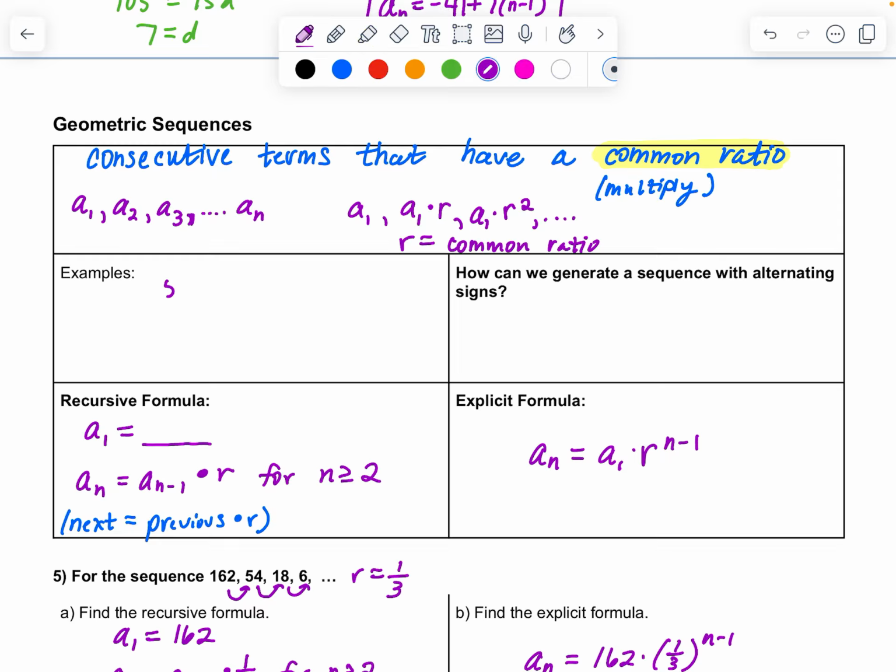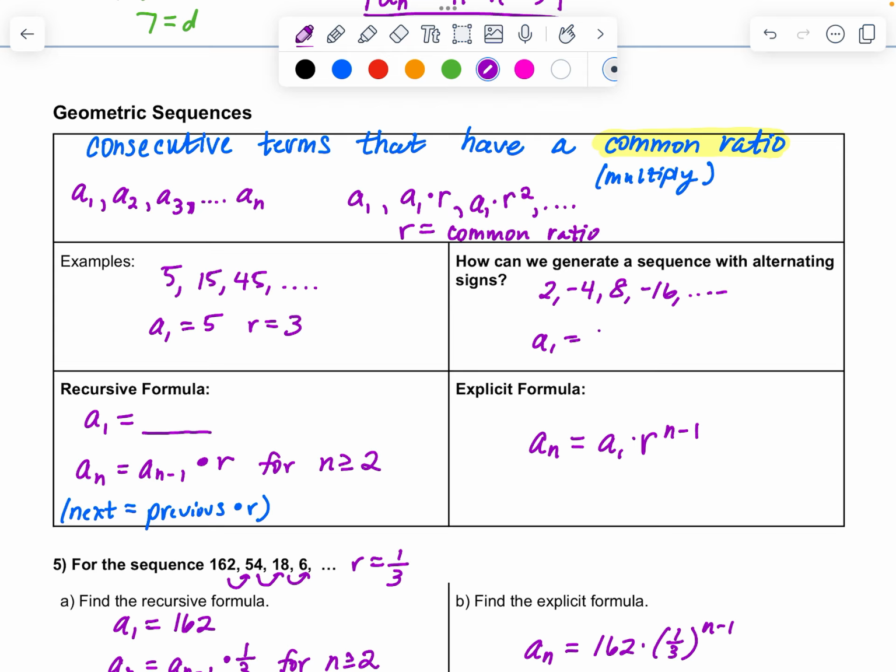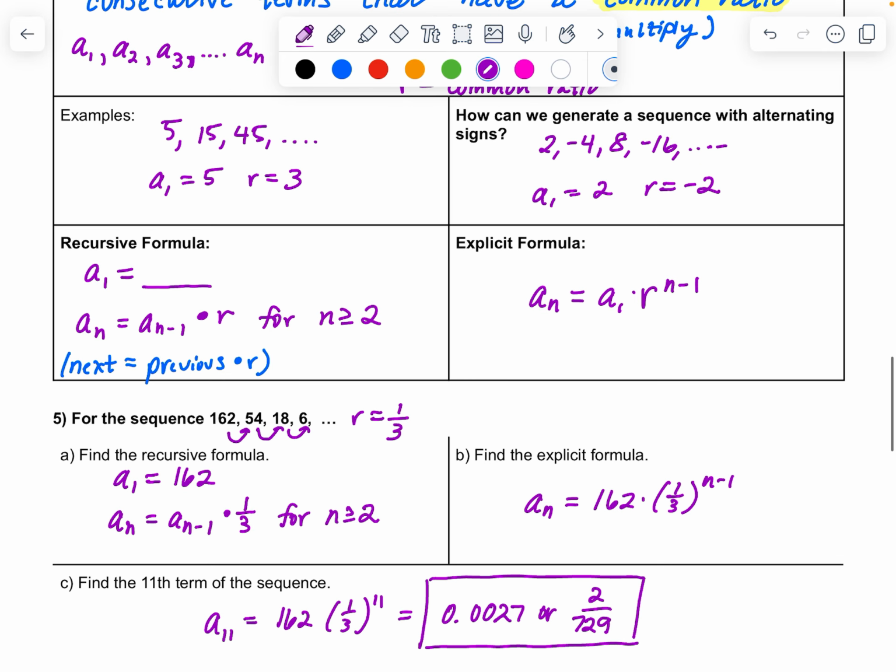We could do 5, 15, 45, and kind of just keep going that way, where our first term is 5, and then our common ratio is times 3, so it's a pattern of times 3. We also can have a sequence of alternating signs, and that's if we have a negative r value. So like we could have 2, negative 4, 8, negative 16, and kind of keep going like that. That would be a first term value of 2, and our ratio would be times negative 2. So there we go. So if r is negative, our sequence will be alternating signs.